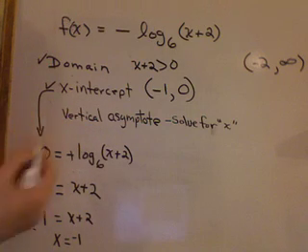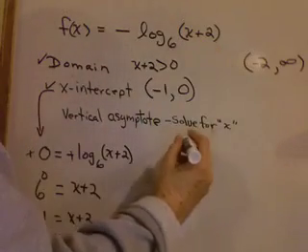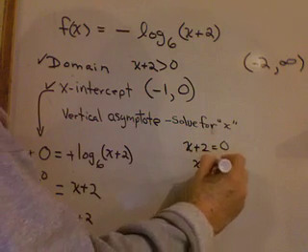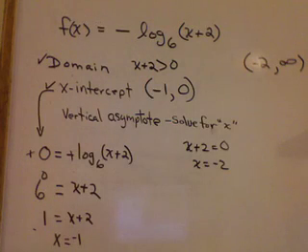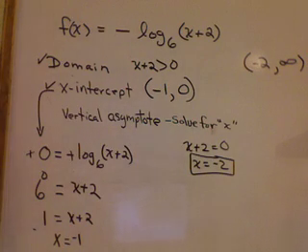Are there any vertical asymptotes? Well, take this part here, solve it for x. x plus 2 equals 0. x equals -2. So we have a vertical asymptote at x equals -2. Now, what else can we do?